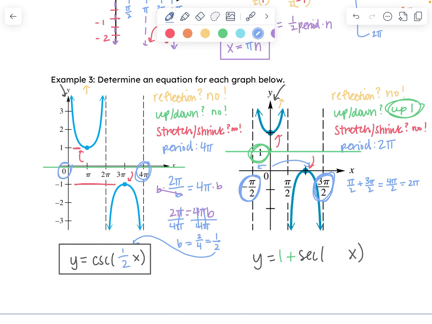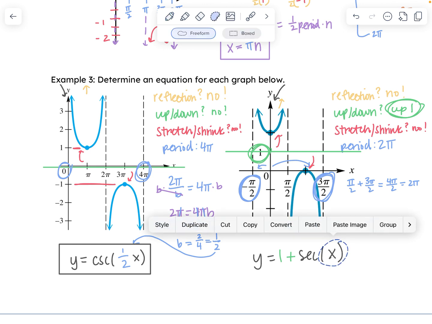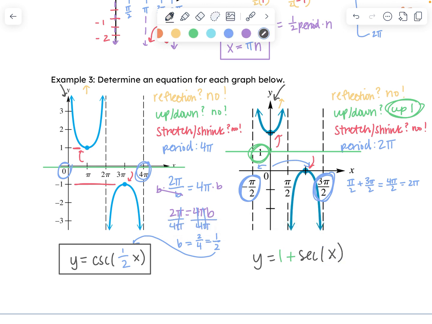That is my normal period for a sine, cosine, secant, and cosecant graph. So I don't have a b value. All I have is that shift up, and there's my equation. And that's it.